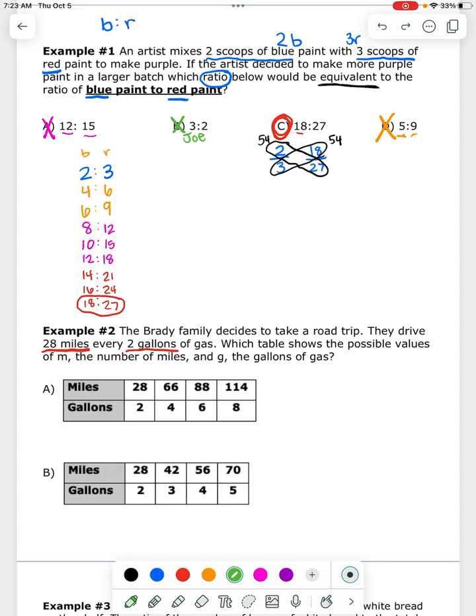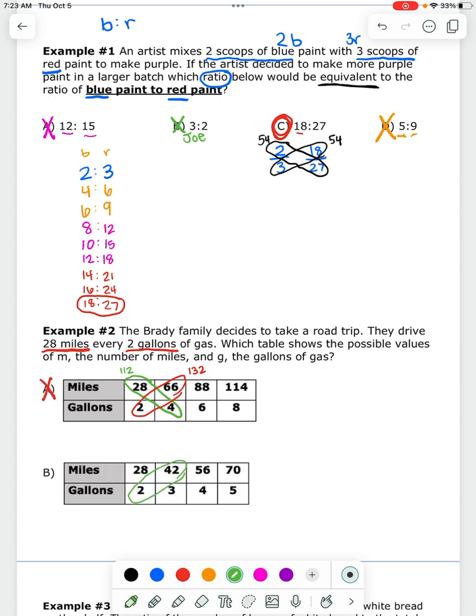So I'm going to butterfly A. So I'm going to do 28 over 4. 28 times 4 is 112. And then I'm going to butterfly 66 times 2, which is 132. So since those are not equivalent, this is not a good ratio table. So A is out. So let's go to B.